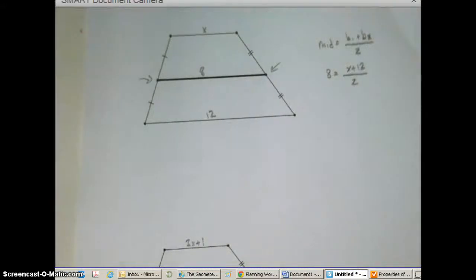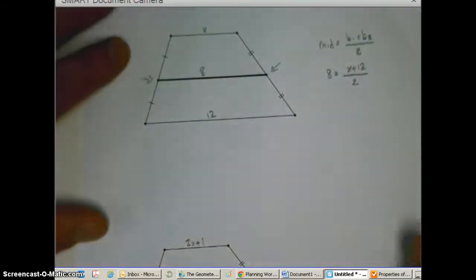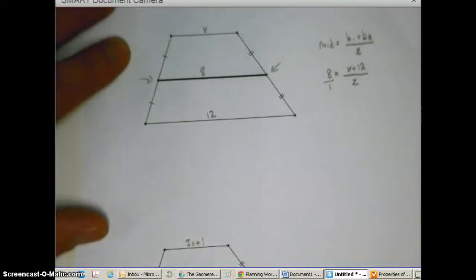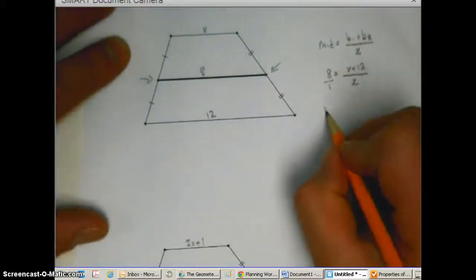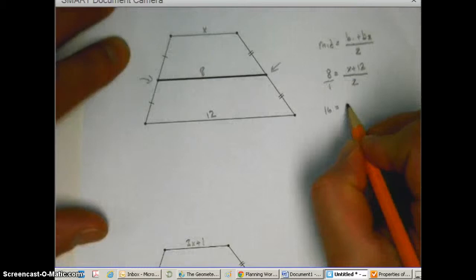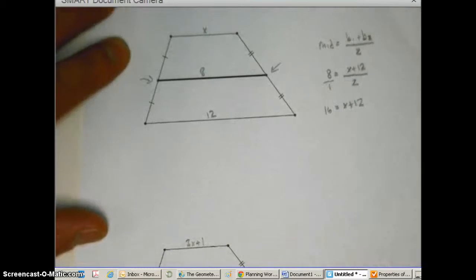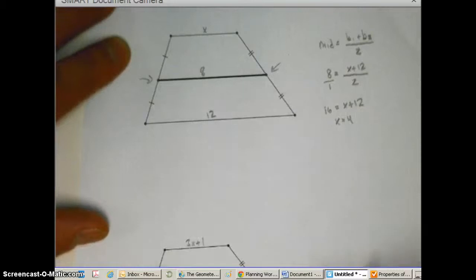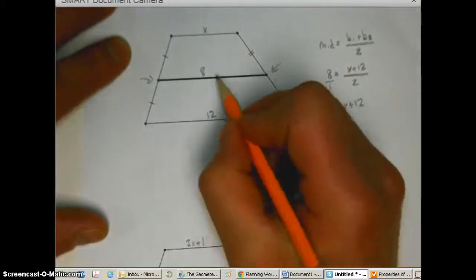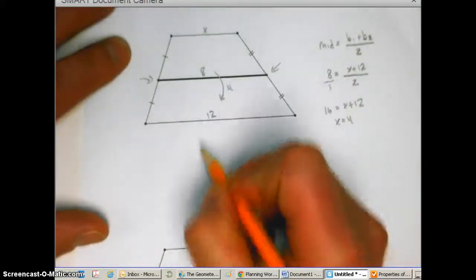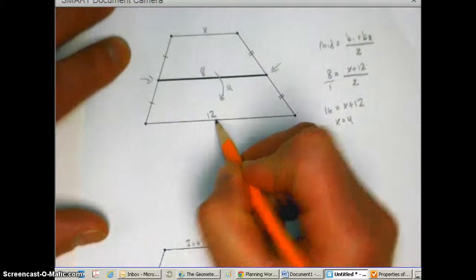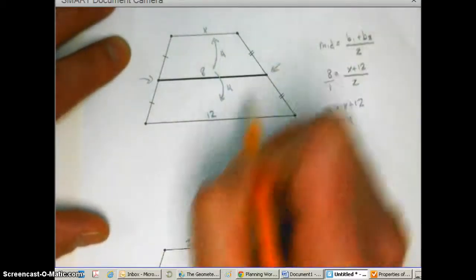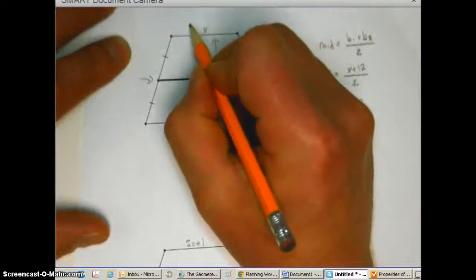So what are we going to do here to solve this? One way to do it is to put this over 1 and cross multiply. 2 times 8 is 16, and 1 times x plus 12 is x plus 12. We'll subtract 12 from both sides and we'll get x equals 4. Some of you have figured out that 12 is bigger by 4 than 8, so if you move 4 the other direction, you would get 4.